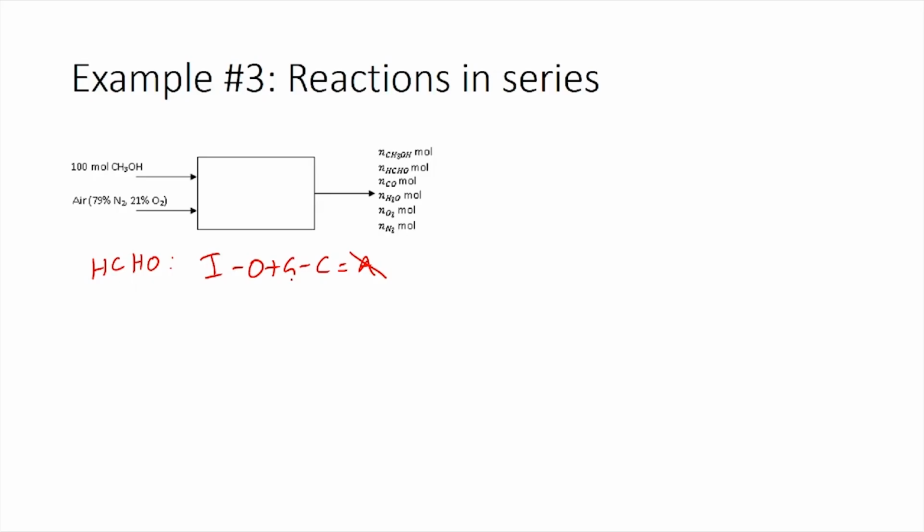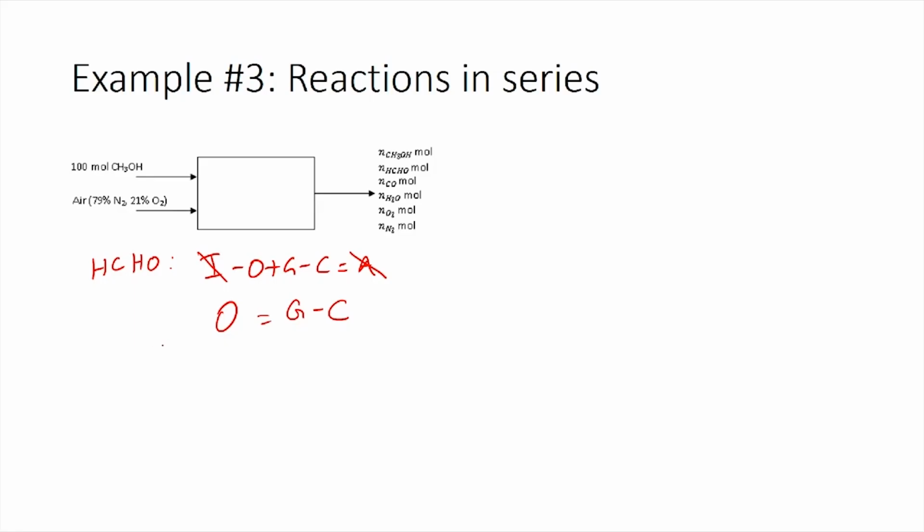Formaldehyde here actually is a product in the first reaction and it is a reactant in the second reaction, which means within the reactor it is being generated and consumed. However, there is no input of formaldehyde for the system. So, input goes to 0. So, the output term we have would be equal to generation minus consumption. So, how do we calculate the generation term?